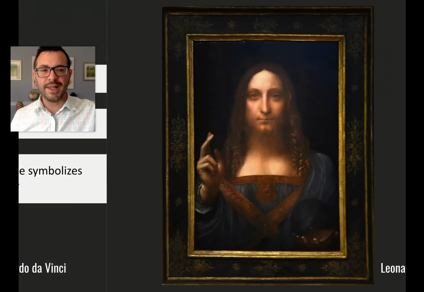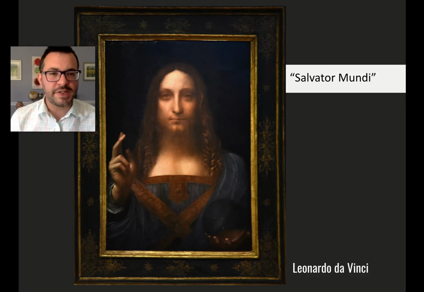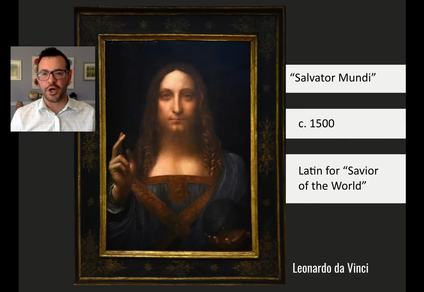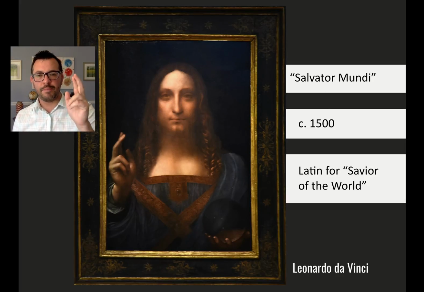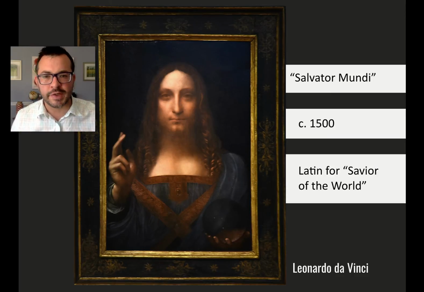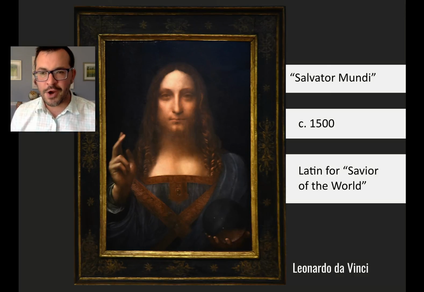And then the very last painting that we're going to look at by Leonardo da Vinci is Salvator Mundi, which again was painted around 1500. We don't know the exact date. Salvator Mundi is Latin for savior of the world. So this is a painting of Jesus, and he is doing a blessing sign with his hand, which is what a blessing would have looked like in the Renaissance. So again, we talked about why Jesus appears pasty white with light brown hair.